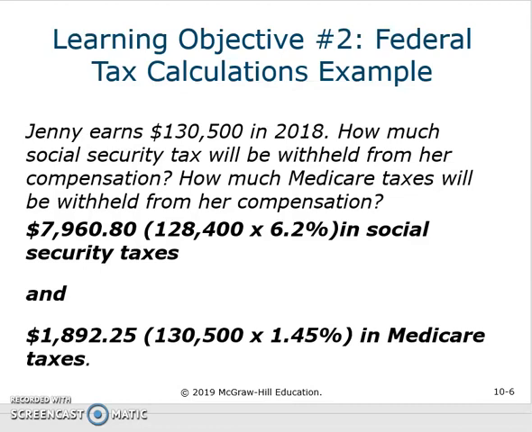And for Medicare, Medicare is going to be based on her total earnings of $130,500 times 1.45%, which will give us $1,892.25 that will be withheld throughout the year.